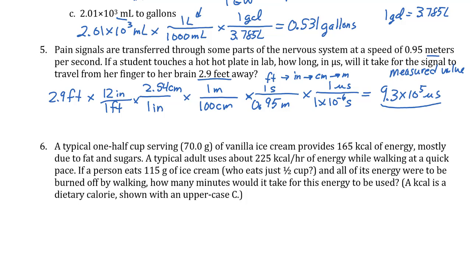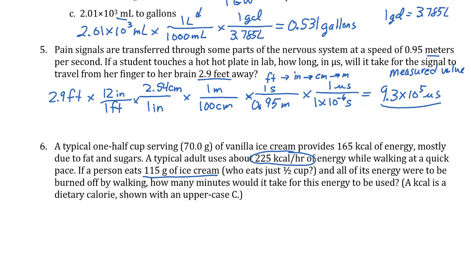Here's the last question on the practice quiz. It's got some crazy units in it that we haven't dealt with. Again, I encourage students to try to find a measured value that's not a ratio to start a problem with. In this particular case, if you look at the ice cream, we know that the person's eating 115 grams of the ice cream. And who eats just half a cup? I sure can't. We do have a couple of ratios.